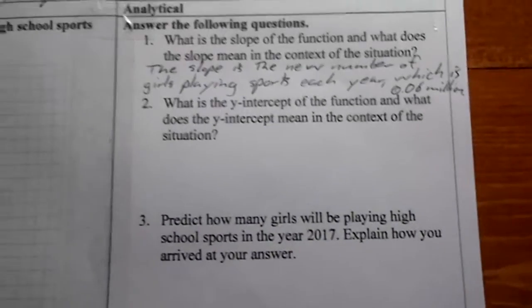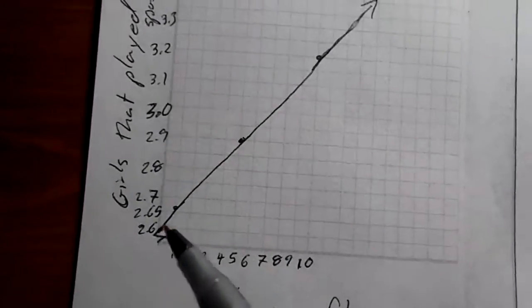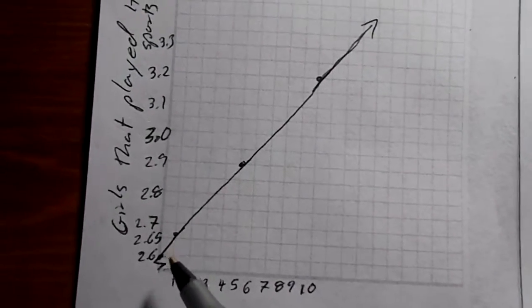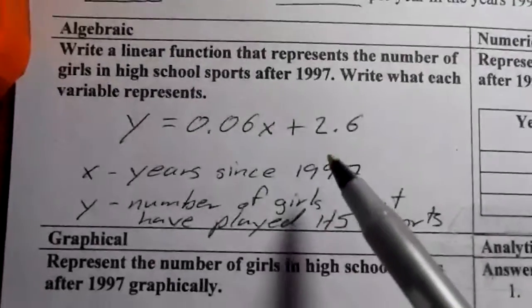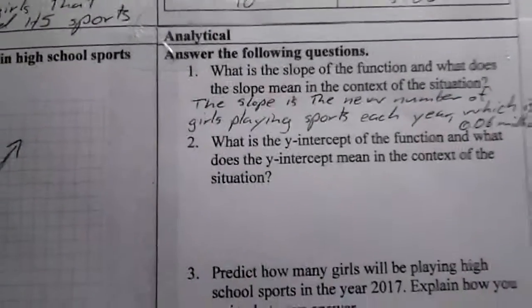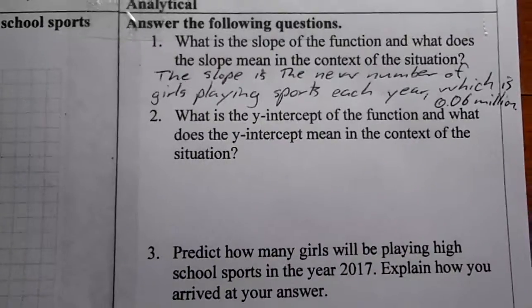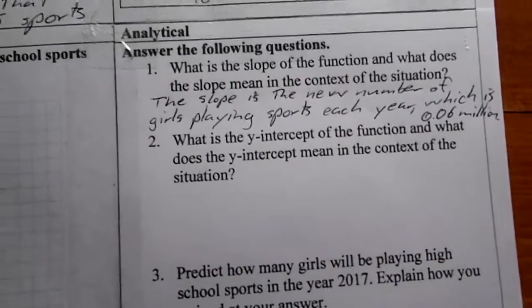Our next question, what is the y-intercept of the function? We can again get that from the graph where it crosses the y-axis. Right here we see that the y-intercept is 2.6 million. That's our starting point. And what does that mean? That means that's how many girls had already played sports prior to 1997.